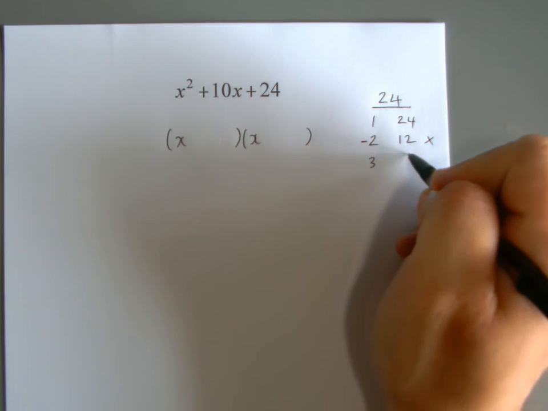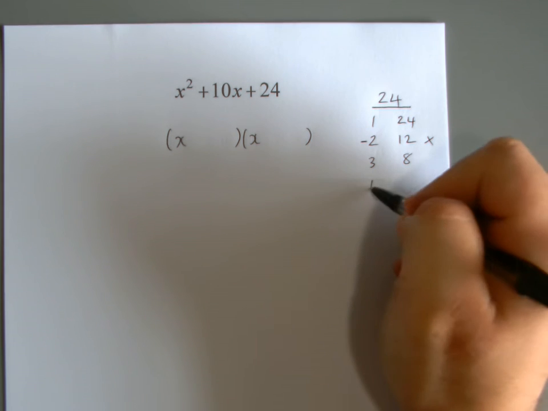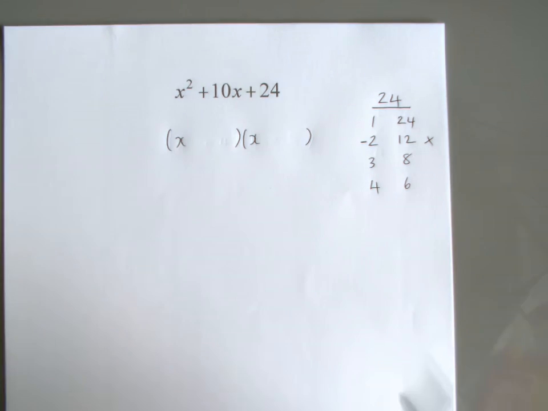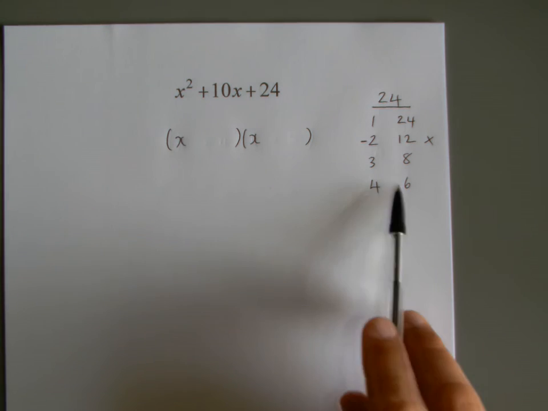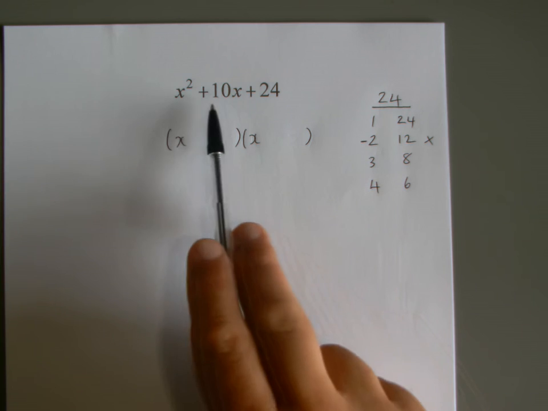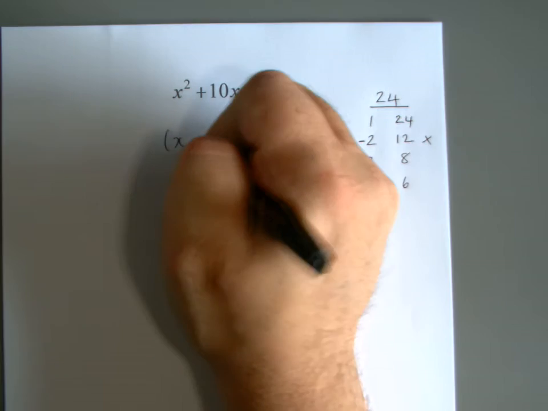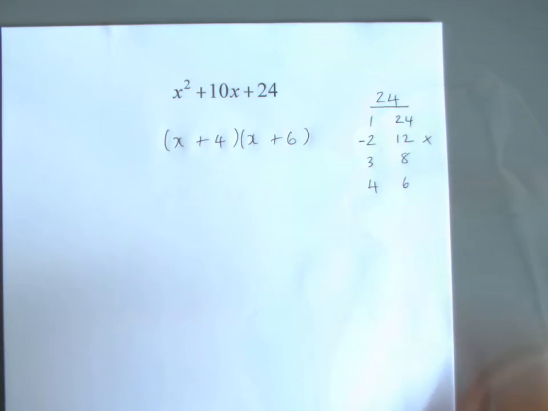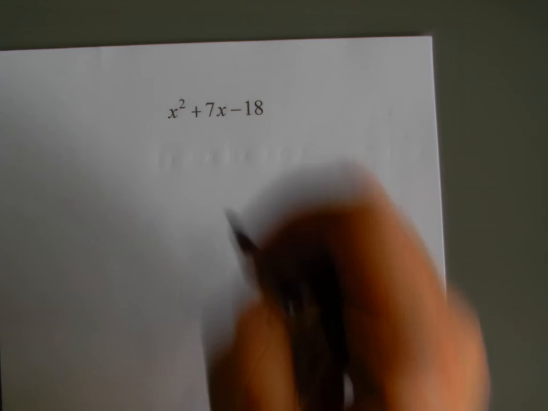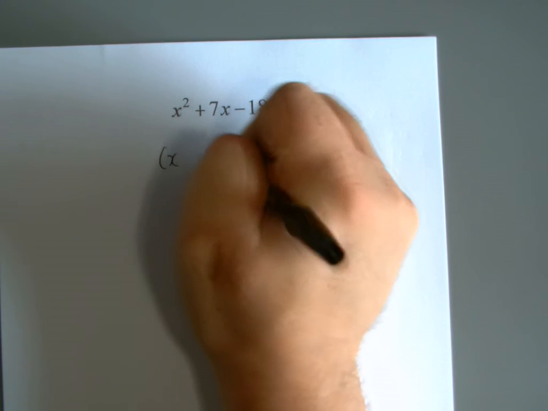3 then is the next number. 3 times 8, that's no good. 4 and 6. Well, yeah, absolutely. 4 and 6 works, doesn't it? If I make them both positive, it'll add up to give 10. Multiply to give 24. Okay? So that works there. Next one then, right, so we've got here x again in both brackets.